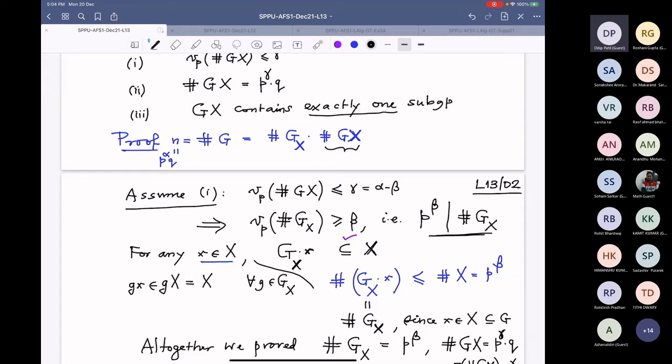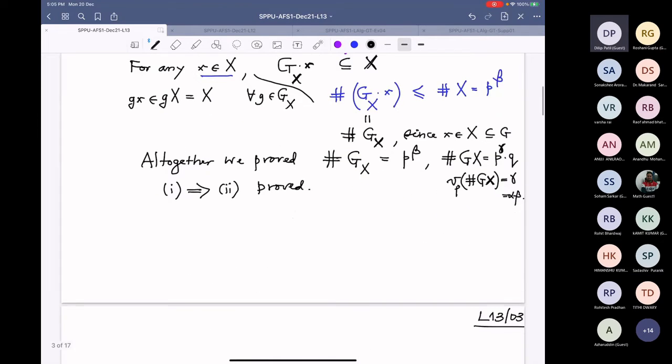Anybody has a doubt that I can explain in some step in between? Sonakshi? It's clear, sir, to me. Okay. Tithi? It's okay, sir. Very good.